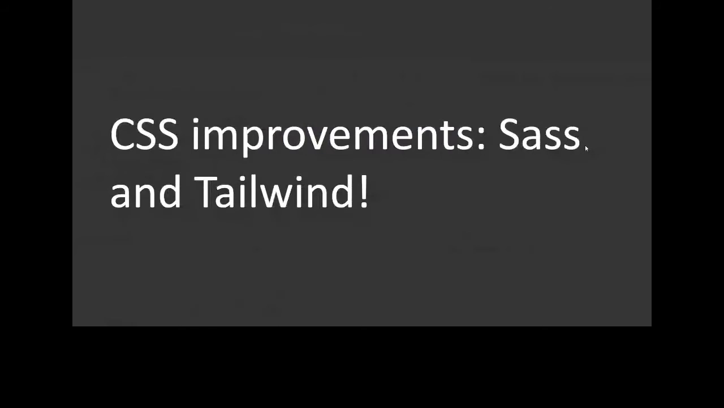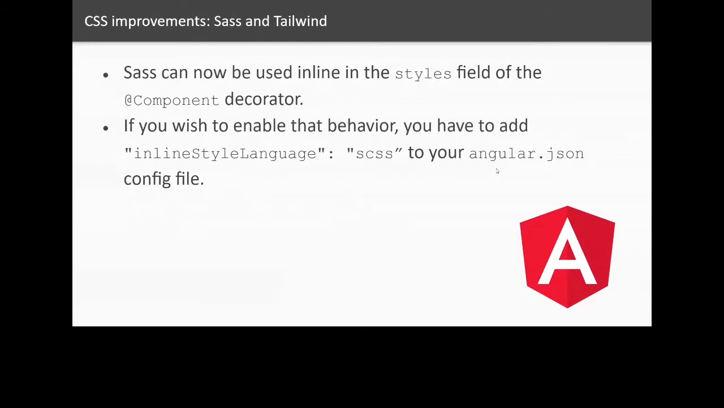With all of that in mind, what's new in Angular 12, you're going to ask? So in Angular 12, the main new feature that we got was improvements around CSS, and more specifically around Sass and Tailwind. So Sass was already supported by Angular 11 and before. The only difference is that now you can use Sass inline in the inline styles of your components.